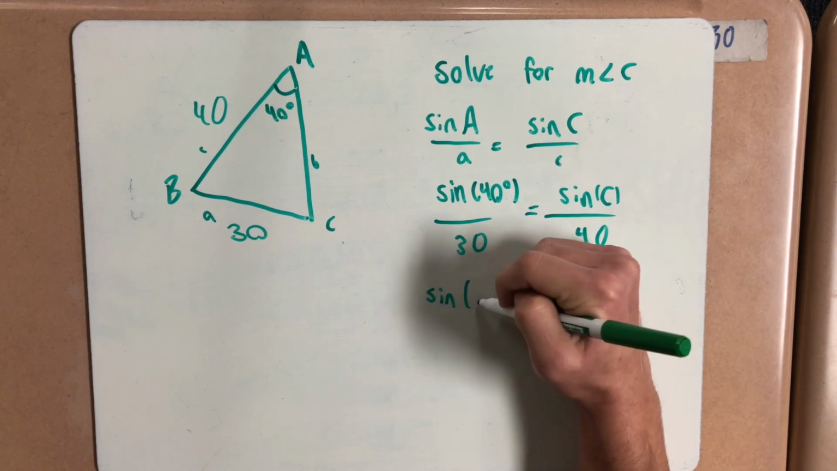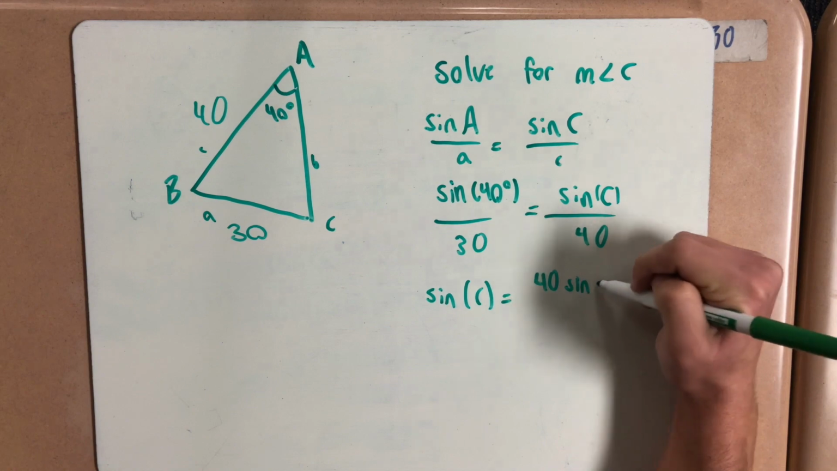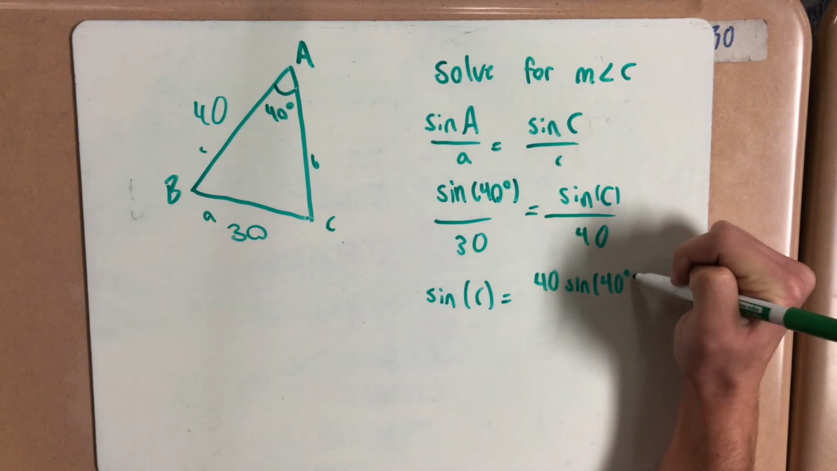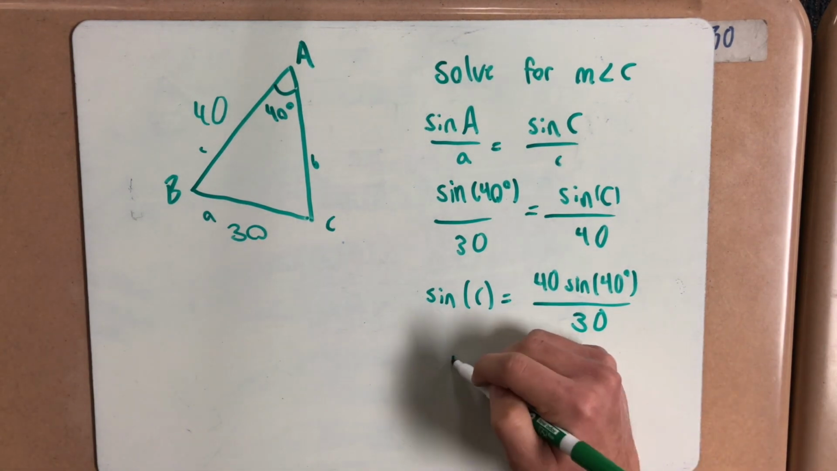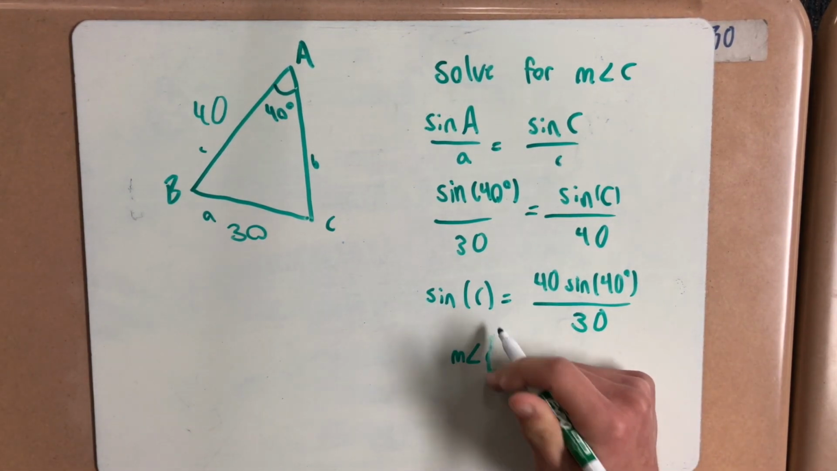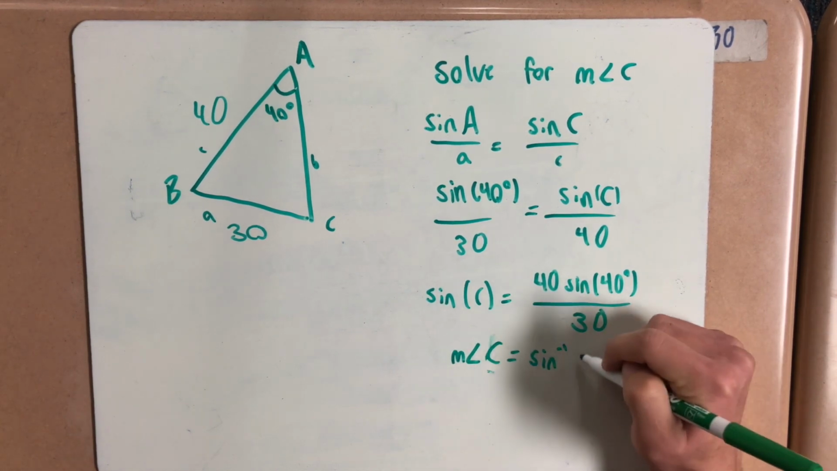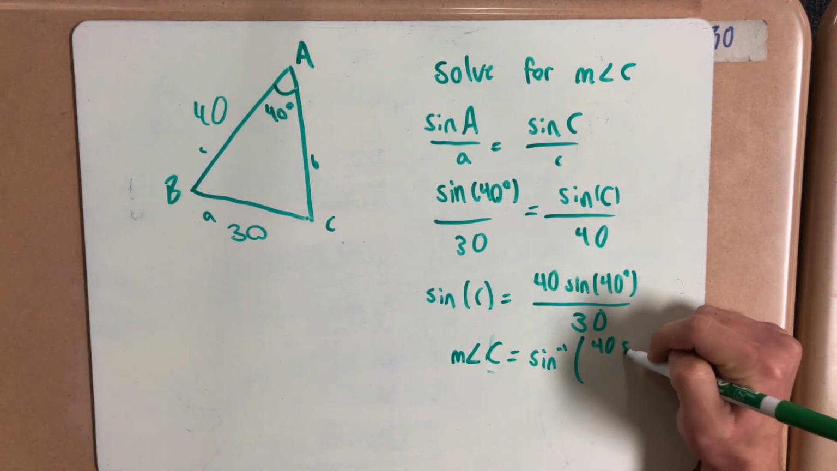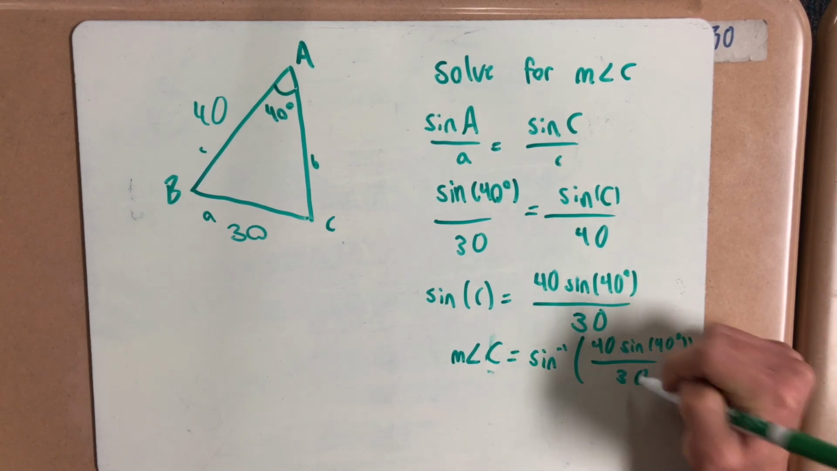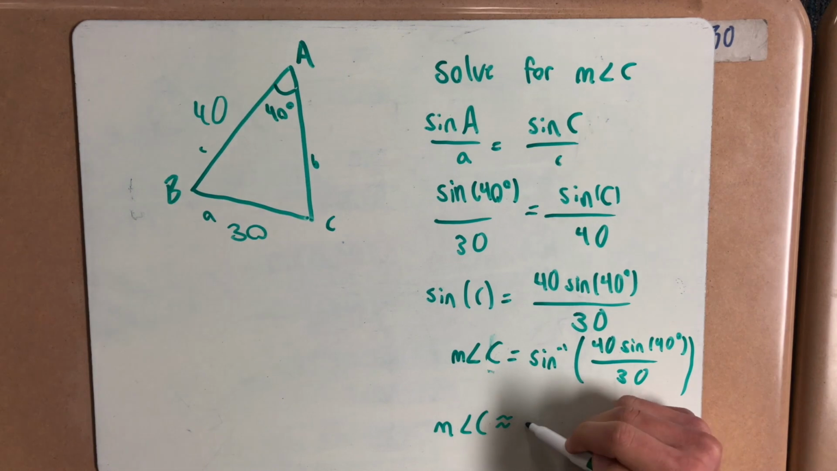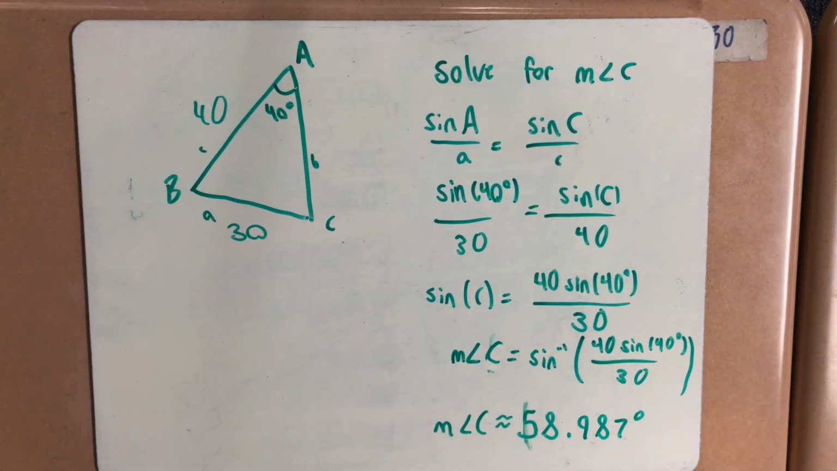Next, multiply both sides by 40. So you get sine of C is equal to 40 times the sine of 40 divided by 30. Then, to isolate the measure of angle C, take the inverse sine of both sides. The measure of angle C is equal to the inverse sine of 40 times the sine of 40 divided by 30. The measure of angle C is approximately 58.987 degrees.